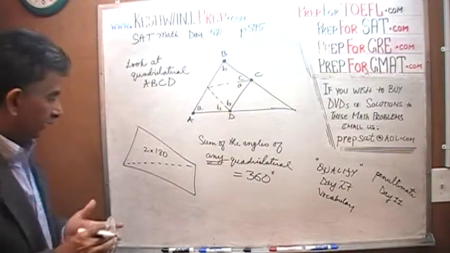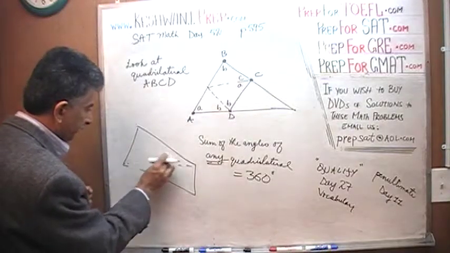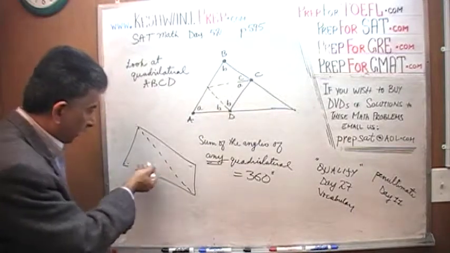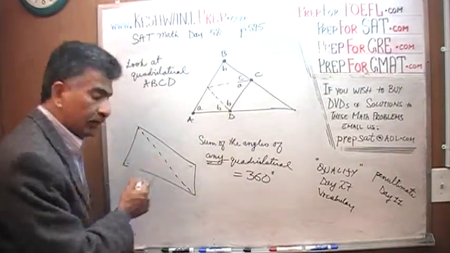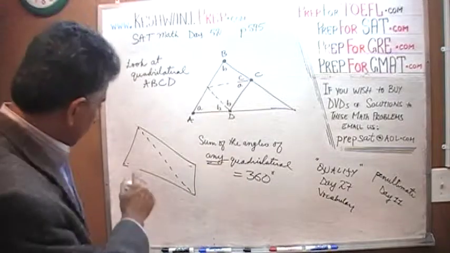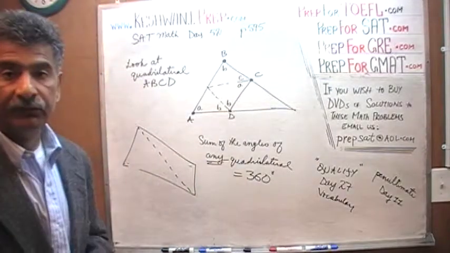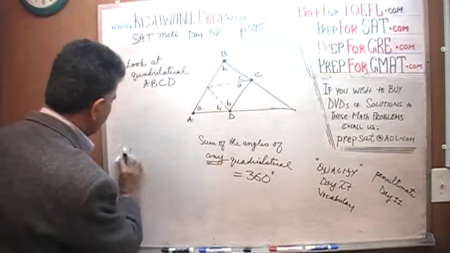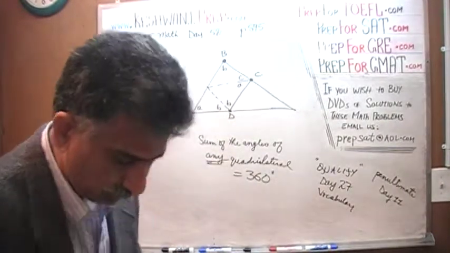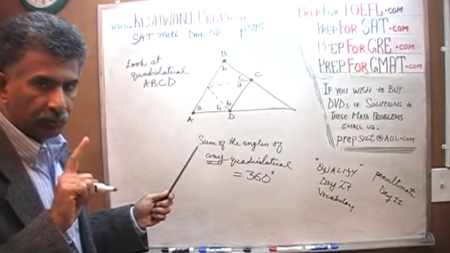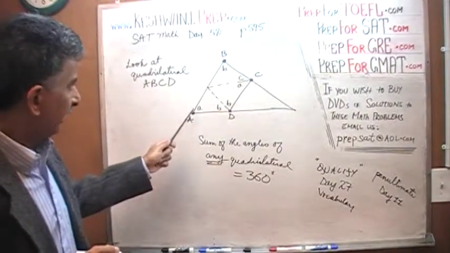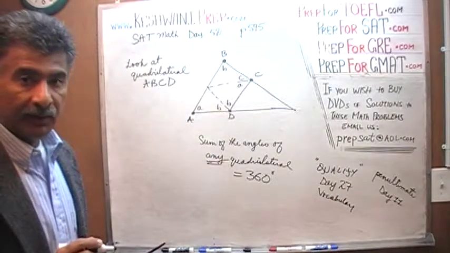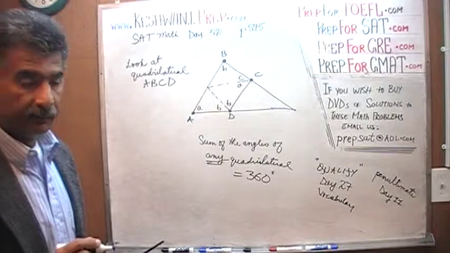A quadrilateral is a marriage of two triangles. Whether you show the marriage in this way, or in this fashion, it doesn't matter. There are two triangles sitting next to each other. The sum of the angles in each of these triangles is 180. Therefore, the sum of the angles in this quadrilateral is 360. That's the concept we're going to use here. So I want you to look at quadrilateral A, B, C, and D. The sum of the angles in this quadrilateral must equal 360.